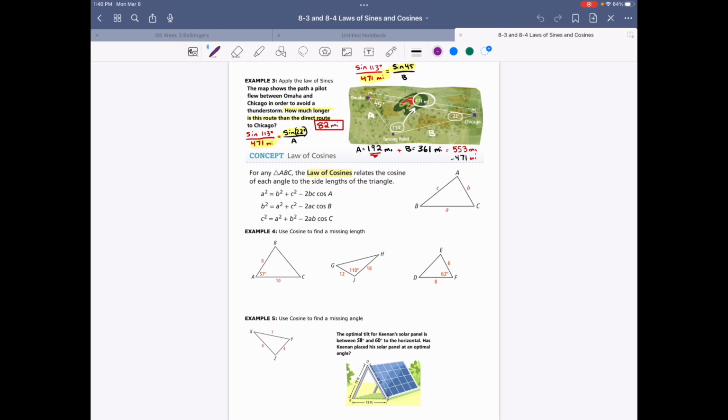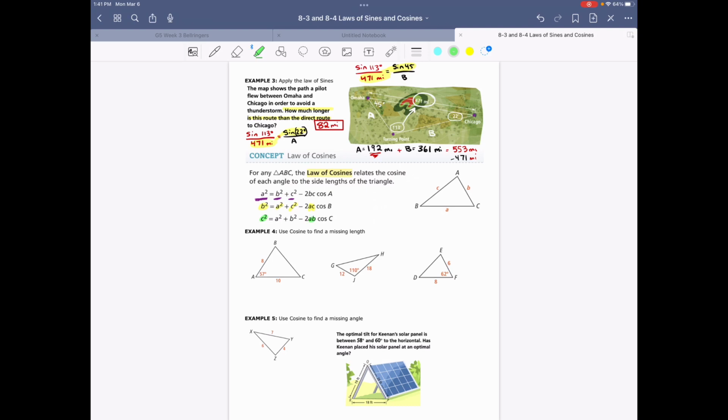So if it's a squared that we're looking for, then we'll use b squared plus c squared minus 2bc cosine of angle A. And if we're looking for b squared, we'll use a squared plus c squared minus 2ac cosine of angle B. And if you're looking for c squared, you'll use a squared plus b squared minus 2ab cosine C.